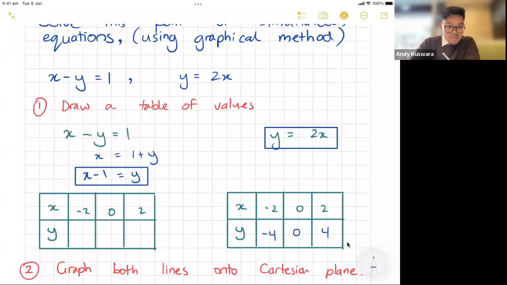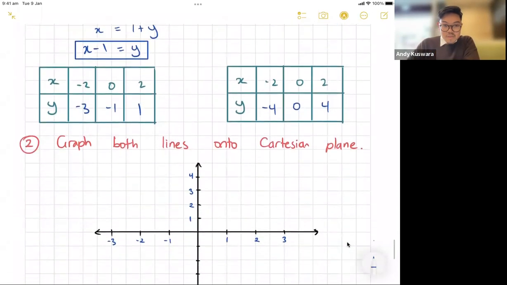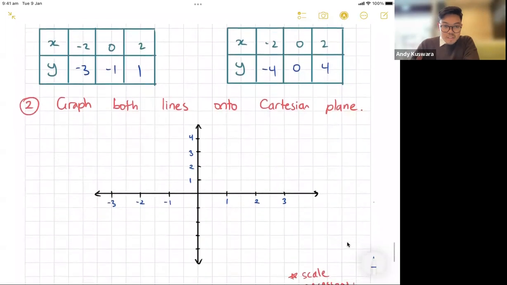Now, if I look at the one on the left, it says y equals x minus 1. So whatever the x value is, I'm going to take away 1. So this would be minus 3, minus 1, and this one should be 1. Okay, I'm not going to go through these. I've got another video for that if you're a bit confused. So now that I've got those two, we've done the table of values. Now we graph both these lines onto a Cartesian plane.